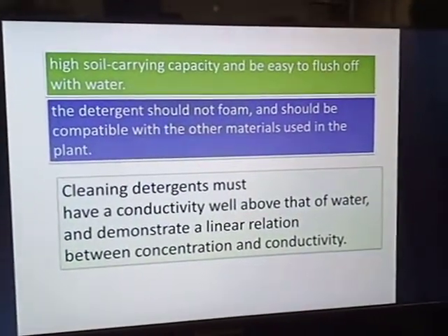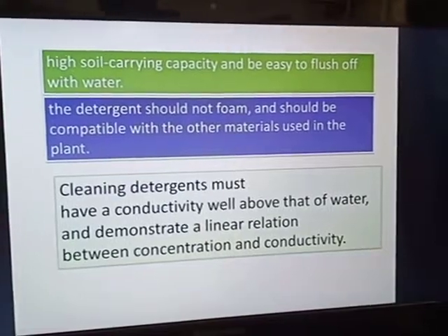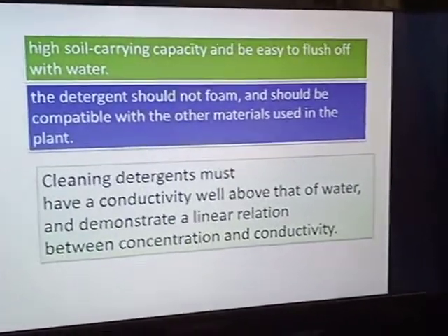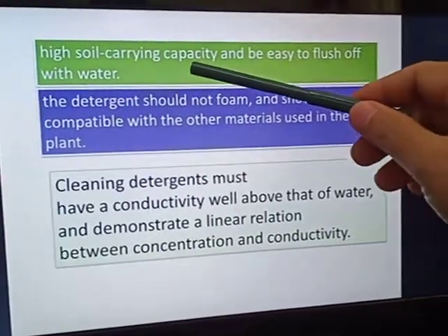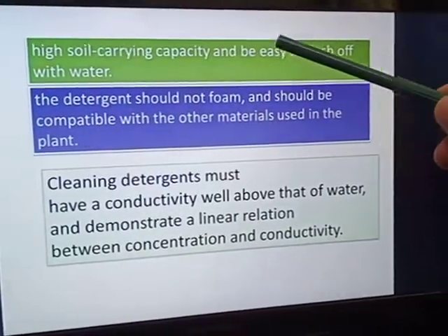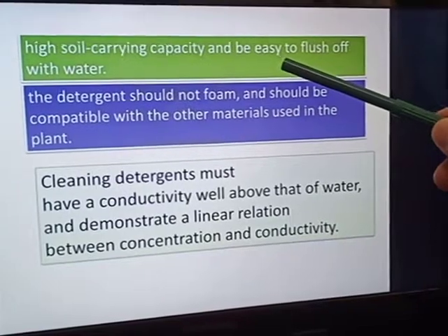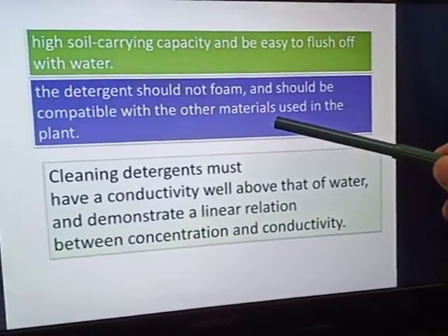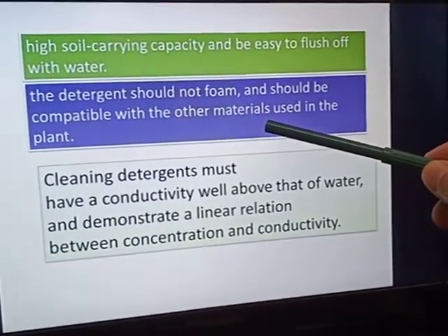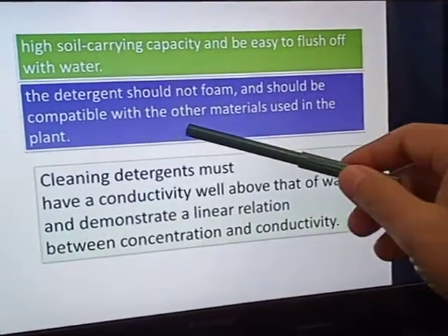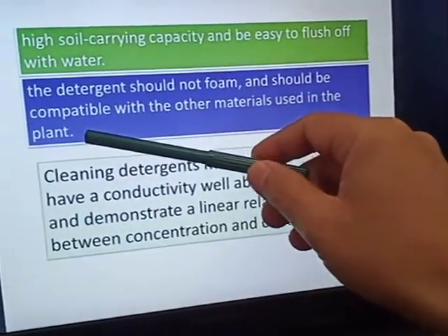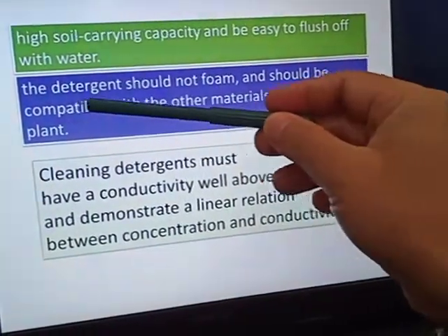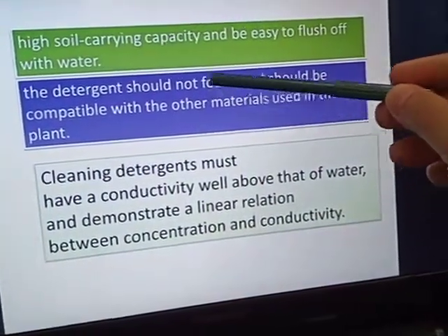High soil carrying capacity, and it can be easily flushed off with water. Another requirement for detergent is high soil carrying capacity, and it should be easily flushed off from the equipment. Detergent should not foam and should be compatible with other material used in the plant or factory. So detergent must not create foam.